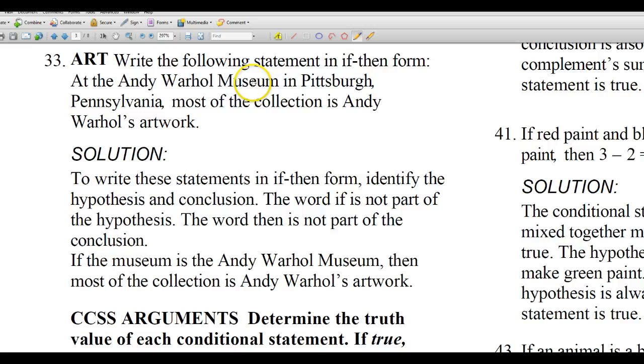On 33, write the following statement in if-then form. At the Andy Warhol Museum in Pittsburgh, Pennsylvania, most of the collection is Andy Warhol's artwork. So, if the museum is the Andy Warhol Museum, then most of the collection is Andy Warhol's artwork. So, if the museum is Andy Warhol Museum, then most of the collection is Andy Warhol's artwork.